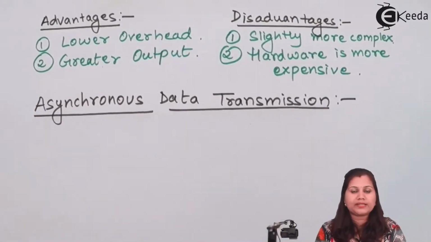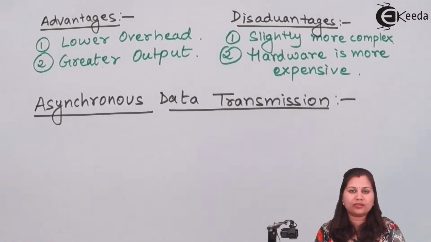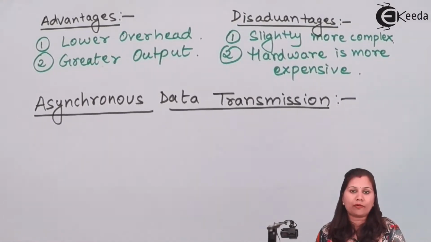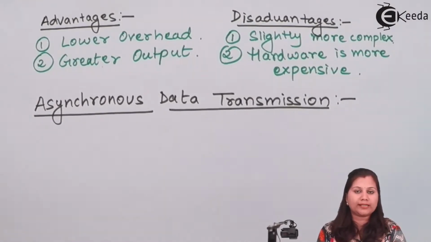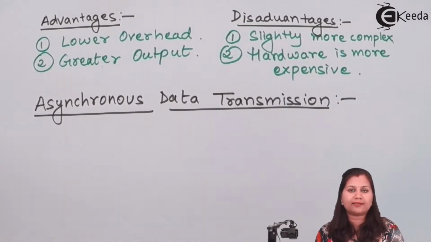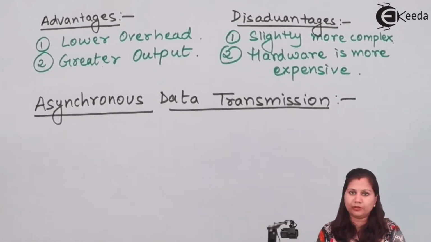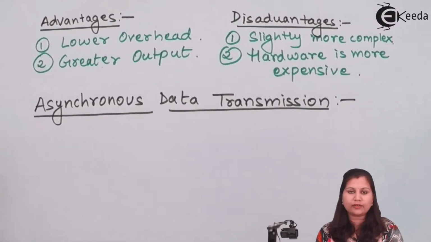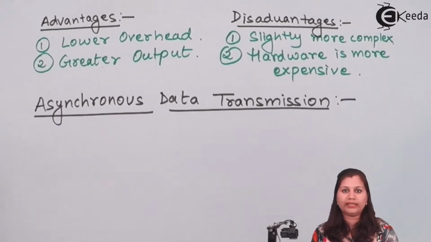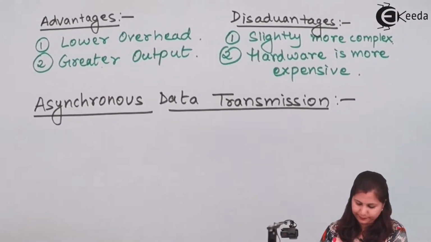So in the synchronous data transmission, we studied that two signals are required. One is the clock pulse and the second is the data. Whereas in the case of asynchronous, only one signal is required, and that one signal will contain the data, along with the information about where the data begins and ends. That is also contained in that signal only. Okay, so asynchronous requires only one signal.